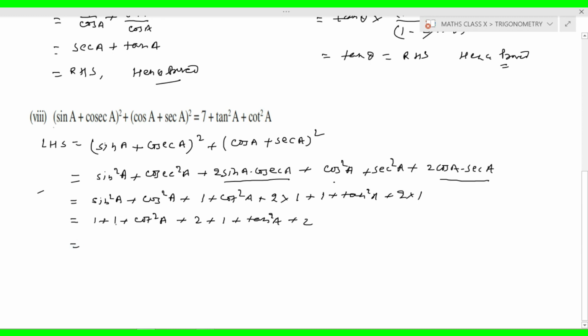And in the next step you see, 1 plus 1 is 2, 2 plus 2 is 4, plus 1 is 5, 5 plus 2 is 7, so it comes to 7 plus tan square A plus cot square A, and this is your RHS. Hence proved. So this is quite a simple question, easy question.